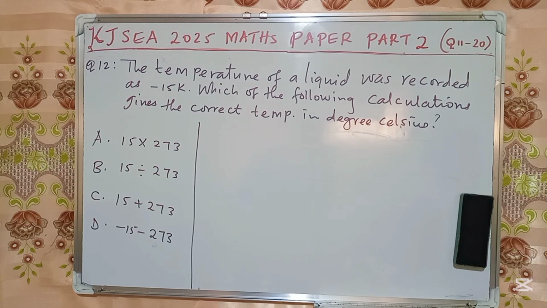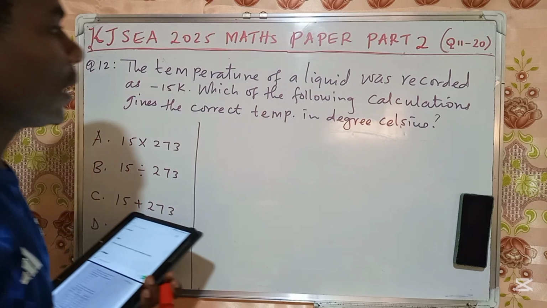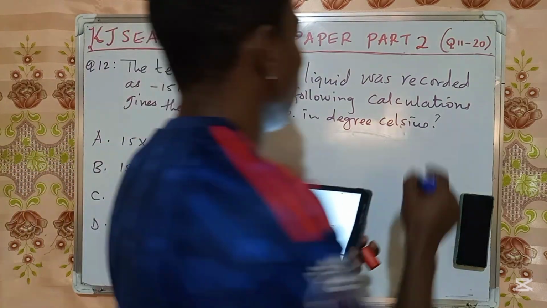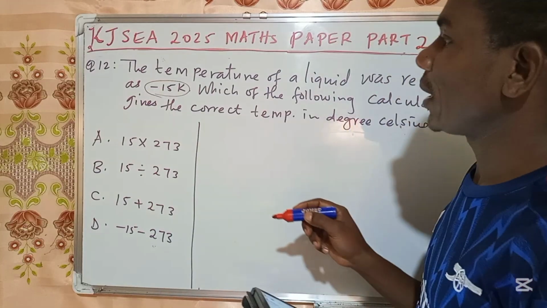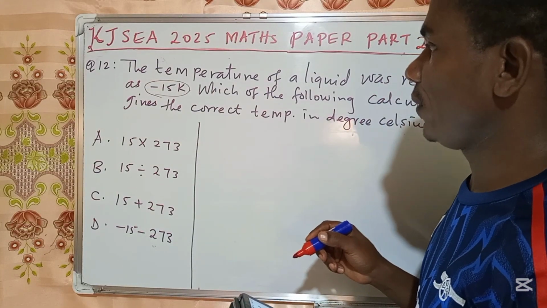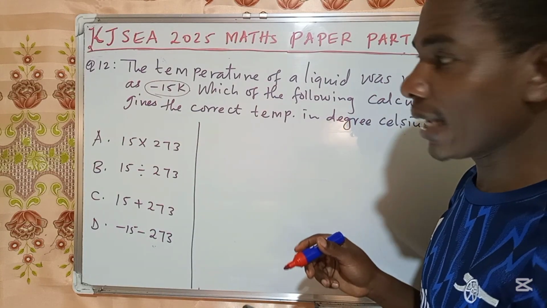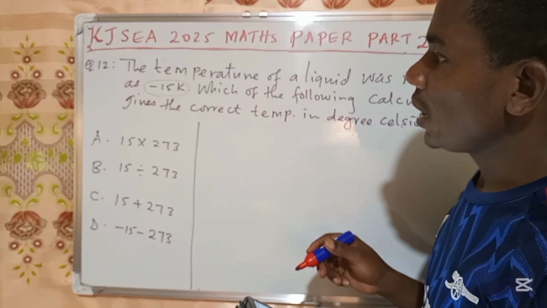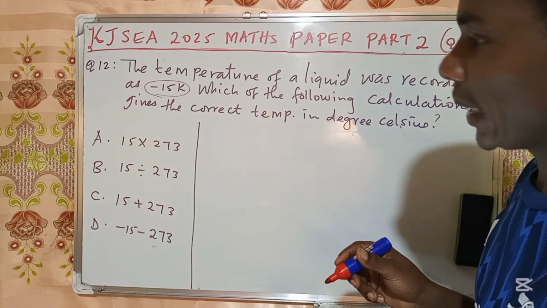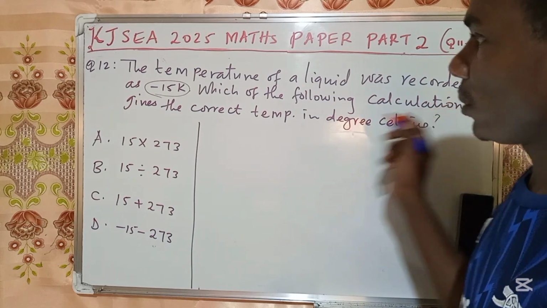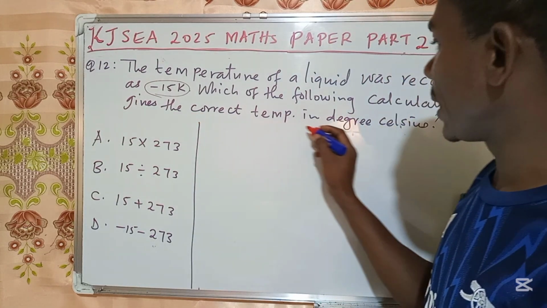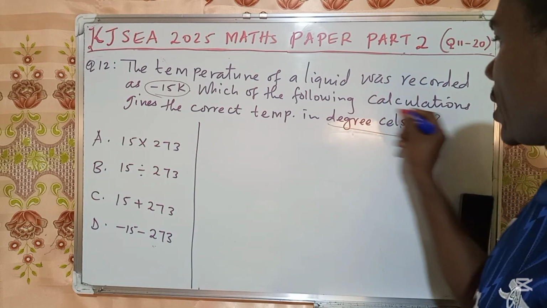Question 12. The temperature of a liquid was recorded as negative 15 K. K is Kelvin. The SI unit of temperature is Kelvin. Which of the following calculations gives the correct temperature in degrees Celsius?